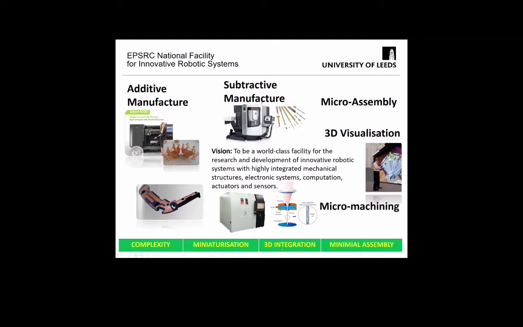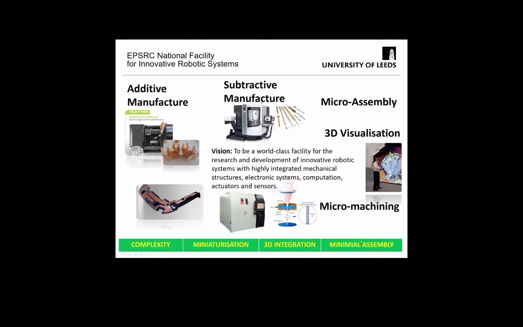We have a theme on 3D integration. This is about trying to make robots that are functional in a truly 3D sense. Normally when you make a robot, you get a circuit board, you get a box, you put the circuit board in the box. But what we're trying to do is really change that process. So effectively, the box is a circuit board. If you do that, then of course you can have much more things in the same space, which is really useful. And also a theme on minimal assembly.